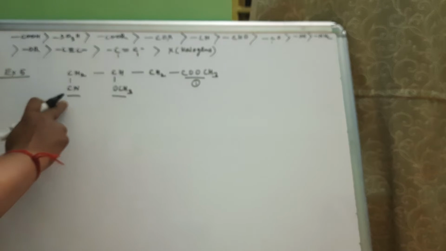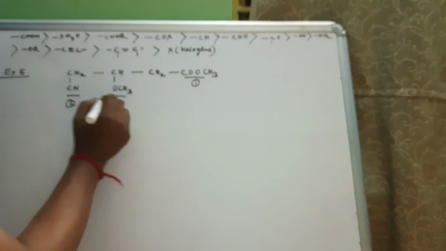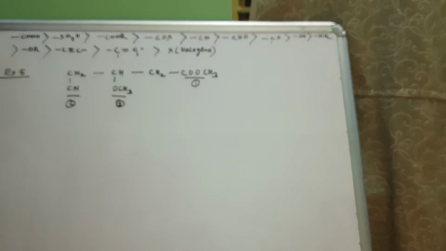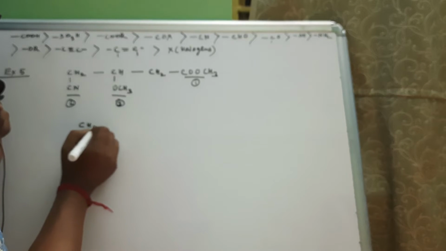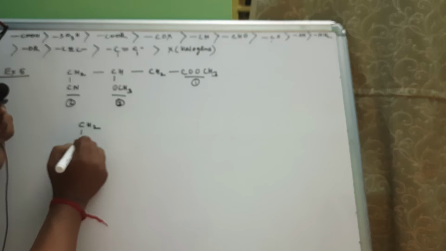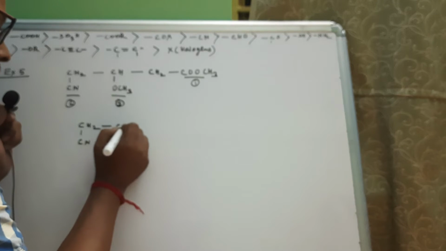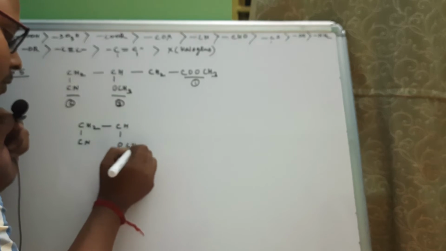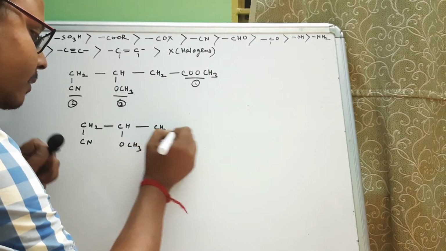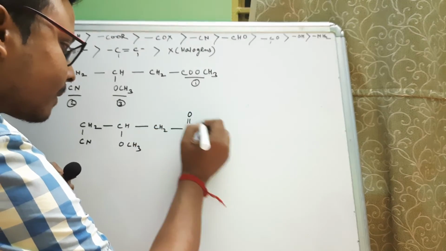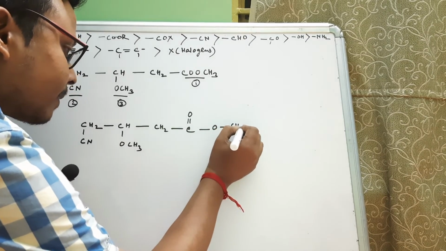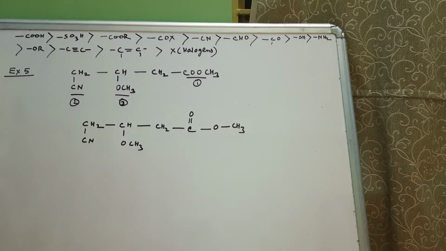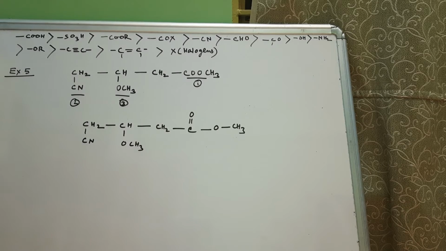Then between CN and OCH3, which one will get priority first? The CN. Okay, CN, then 2. So I will write it elaborately: CH2 CN CH OCH3 CH2 CH3. Okay, so start numbering.